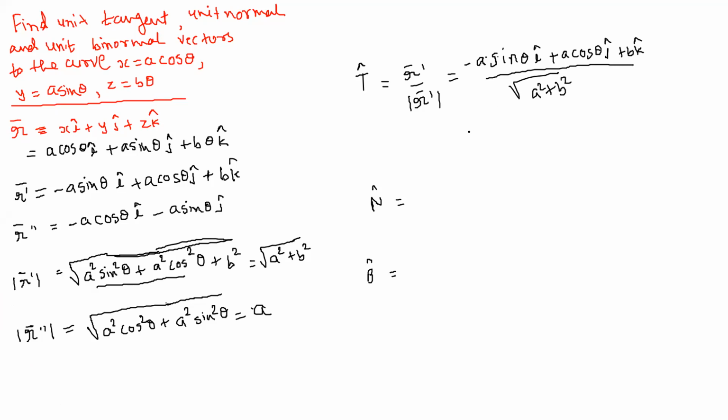So this, okay, can we simplify ahead? What we can do is, we can take individual terms. So that will become minus a upon under root a square plus b square sin theta I cap, plus a upon root a square plus b square cos theta j cap plus b upon under root a square plus b square k cap. Otherwise, you can stop here also, but this will look better. So this is your unit tangent vector.